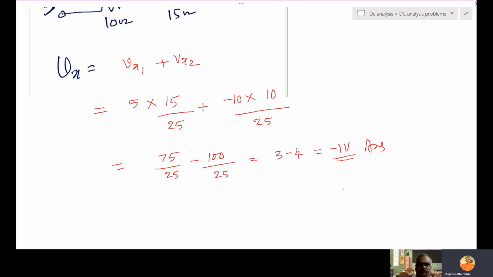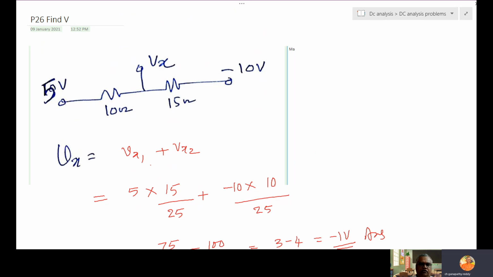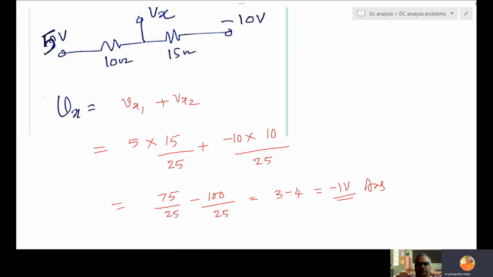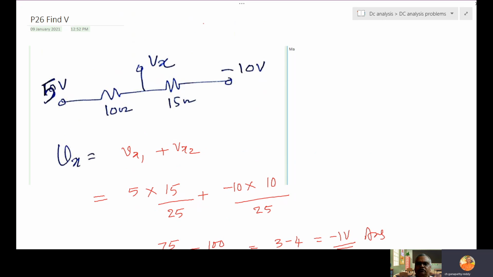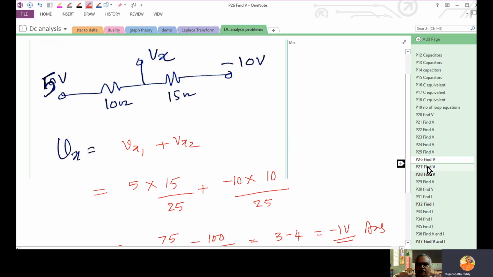You can also solve using nodal. You can solve using mesh. Okay, so this is one application of the superposition principle or theorem. You try with nodal and mesh later. Answer already known, na? You can check yourself whether you are able to solve or not using nodal or mesh.